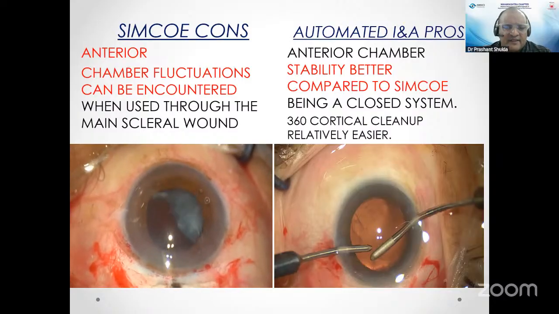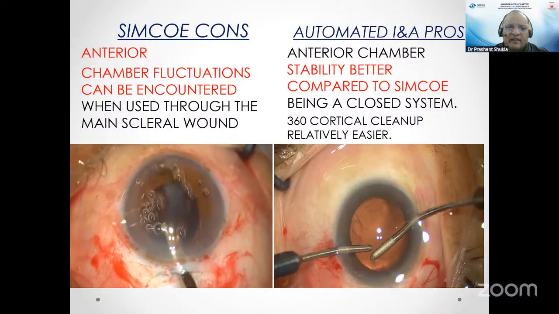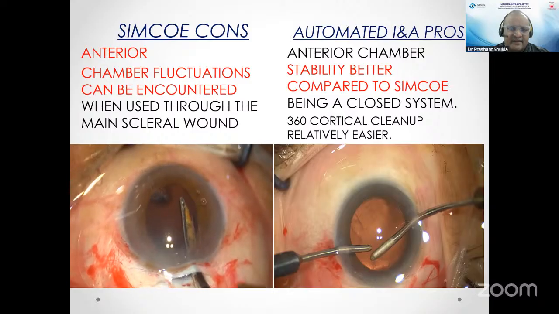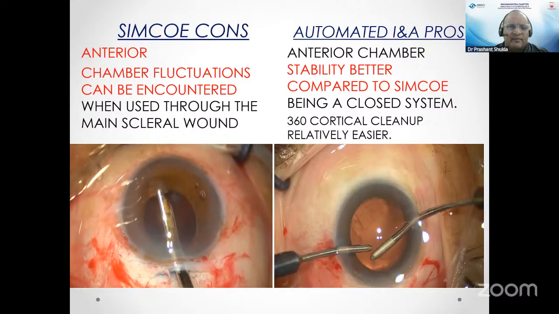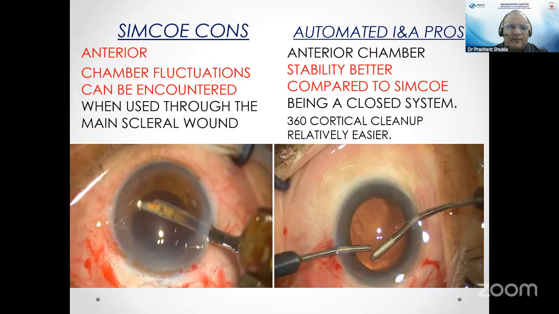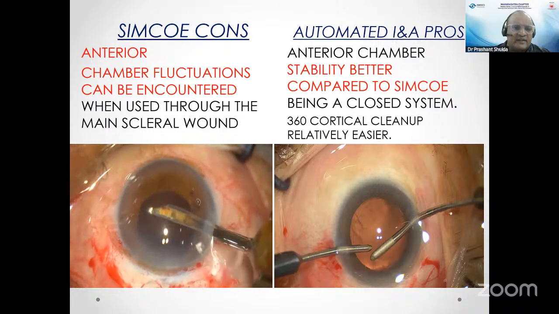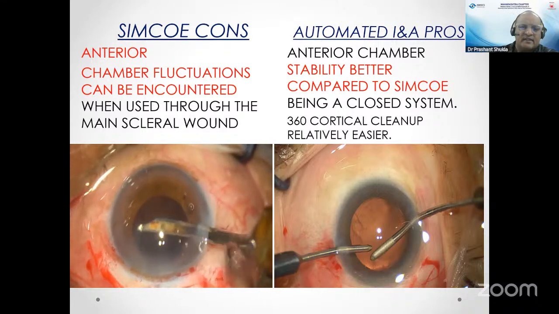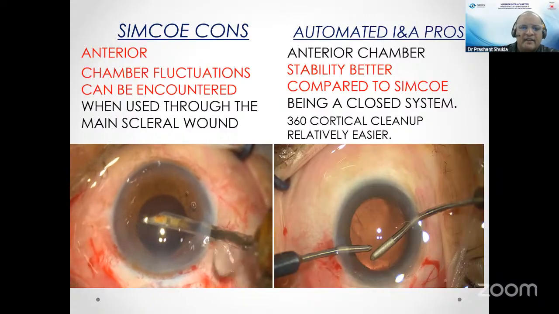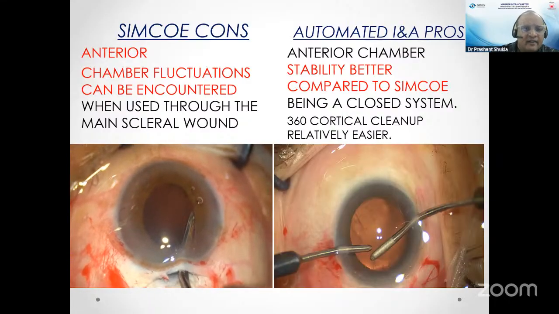The superficial cortex and epinucleus is just removed using irrigation. And while using the Simcoe cannula from the main port, we can see the iris is moving a bit. There's a lot of chamber fluctuation. The chamber is not very stable. So I tried using it through the side port. Still, the chamber is better, but we can still encounter certain chamber fluctuations, because in case of a Simcoe cannula, we have to make a slightly bigger side port. So there is a certain amount of fluid leak from the side port as well.